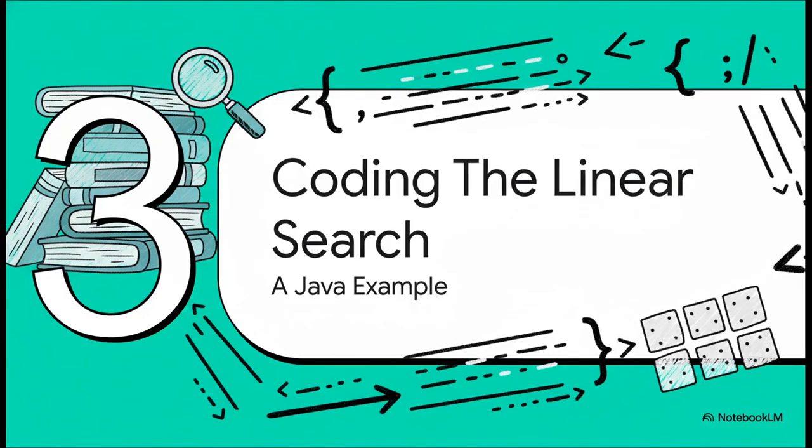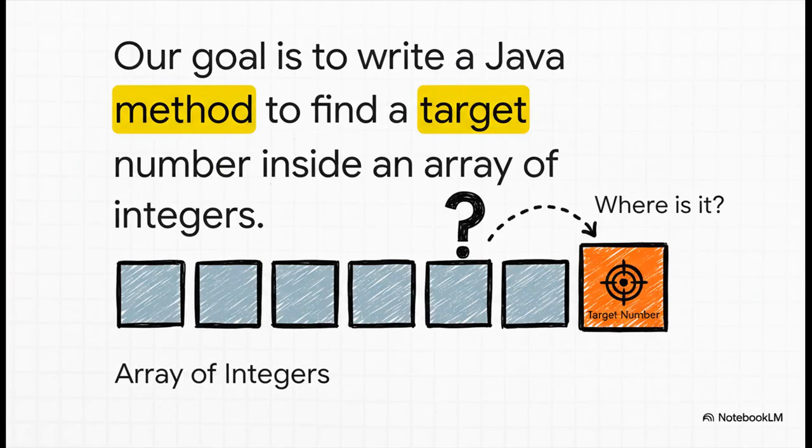All right, enough theory, right? Let's get our hands dirty and actually write some Java. We're going to build the most fundamental, the most basic search algorithm out there, the linear search. This is basically the coding version of checking every single book on that shelf we were just talking about. So here's our mission. Nice and simple. We're going to write a Java method that takes an array of integers and a target number, and it's going to tell us the exact index where that target is located.